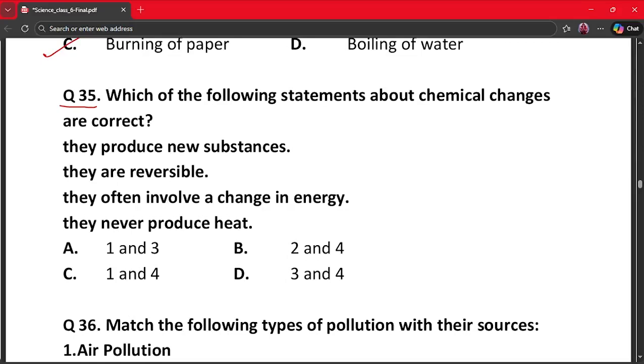So chemical changes form new substances. They often involve energy change. They are not reversible and heat may or may not be produced. So statements 1 and 3 are correct. So our correct answer is option A, 1 and 3. They produce new substances and they often involve a change in energy.